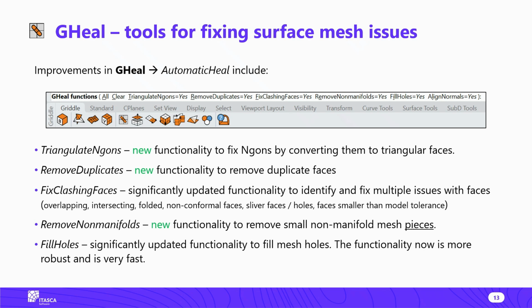We also introduced new functionality, remove non-manifolds, which removes small non-manifold mesh pieces. It can be more than one face, it can be multiple faces, but it's quite useful in many cases. And finally, we significantly improved fill holes functionality, so now it's more robust and works for more complex geometries. With this, let me actually show you an example of G-Heal, and let's switch back to Rhino.